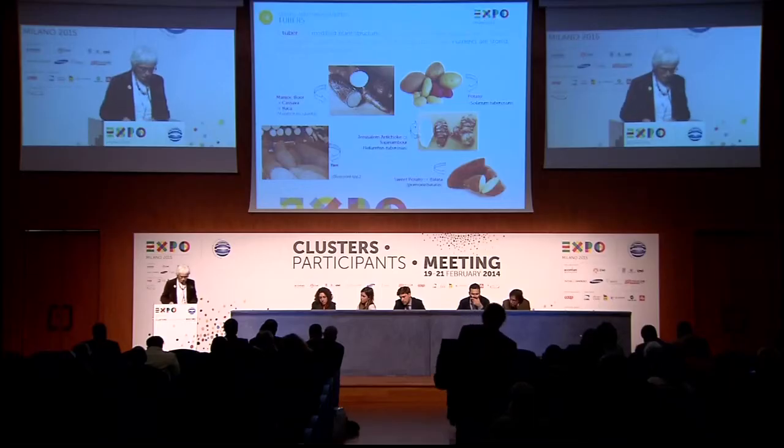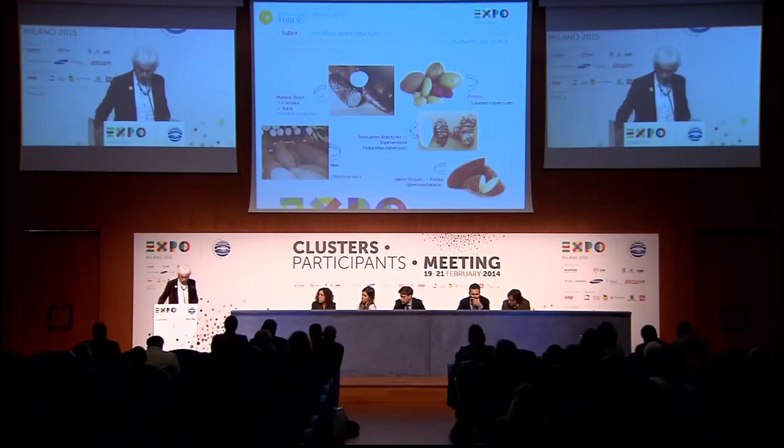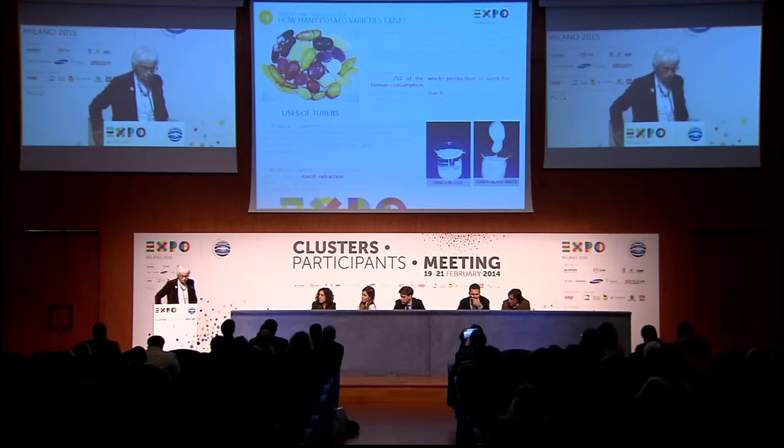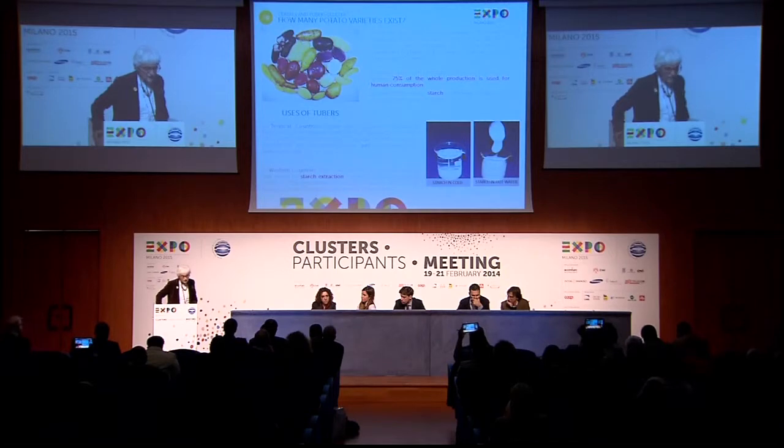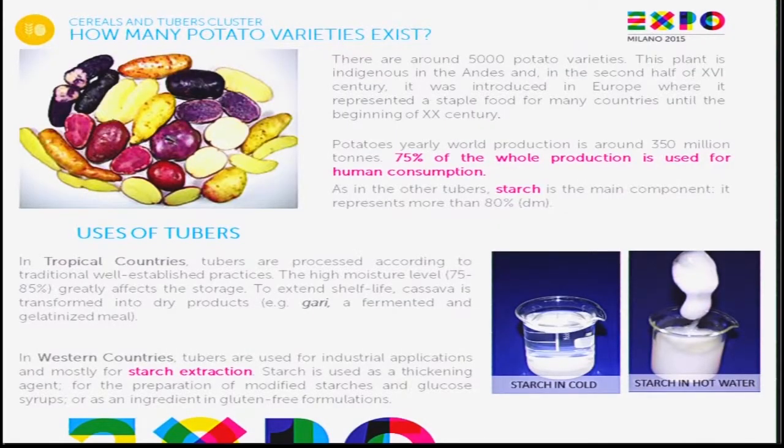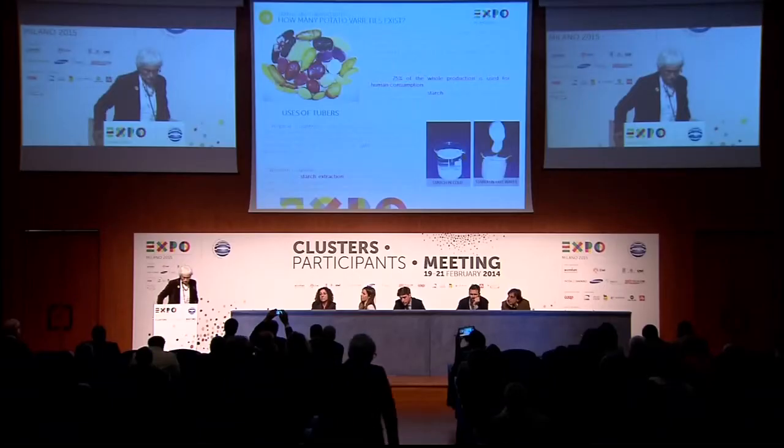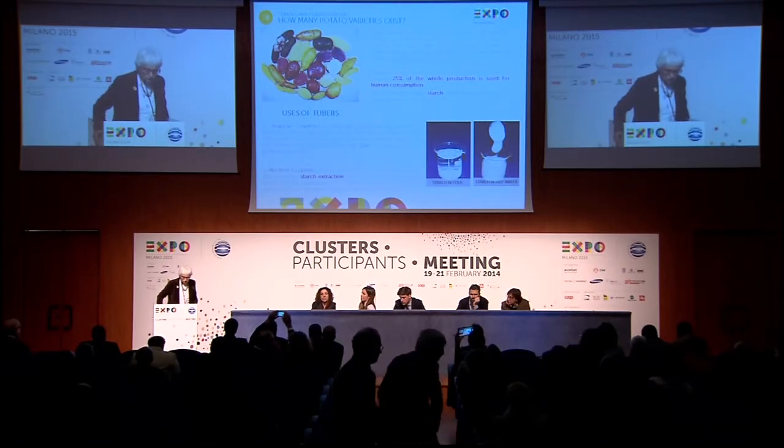But potatoes are surely among the most diffused tubers all around the world, and apart from the direct consumption, mainly in tropical countries, potatoes and all tubers are very important also for Western countries, as they are an important raw material for starch extraction. And starch is more and more present in many foods as a thickening component, or can be transformed into sugars and glucose syrups.